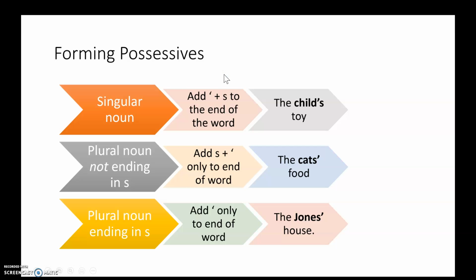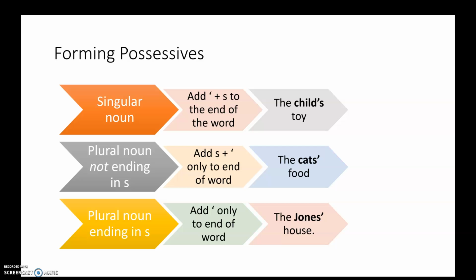Going into a little bit more detail on forming possessives, if you have a singular noun, you will typically add apostrophe s to the end of the word. The child's toy. If you have a plural noun that is not ending in s, you're going to add s if there's not already an s, and an apostrophe to the word. So the cats' food. If you come from singular, you add the s to make it plural, and then you add the apostrophe after it to make it possessive.